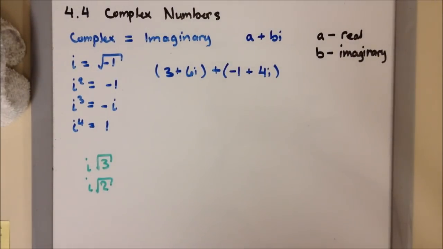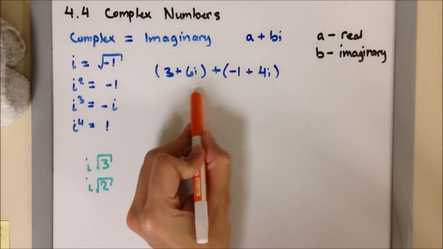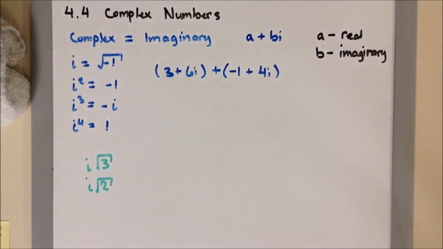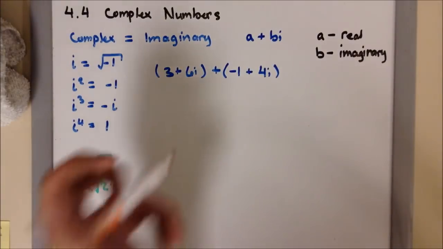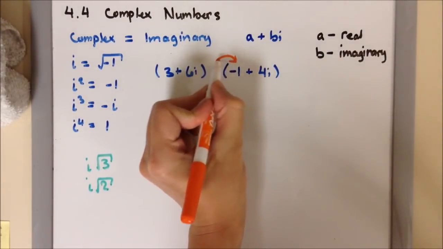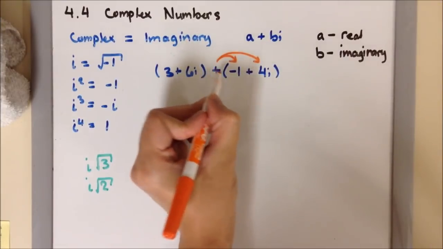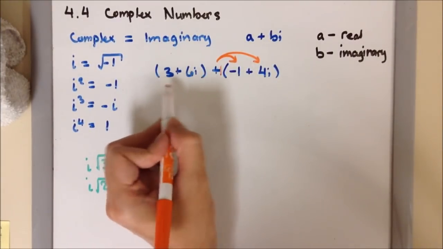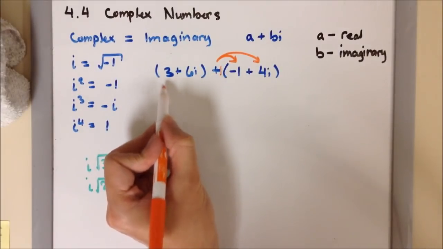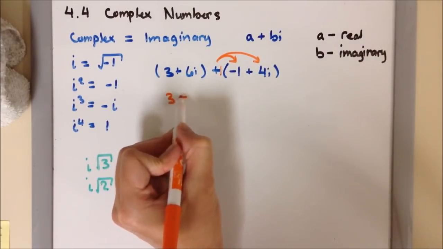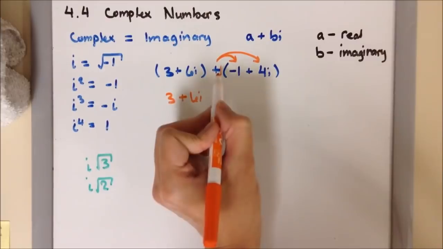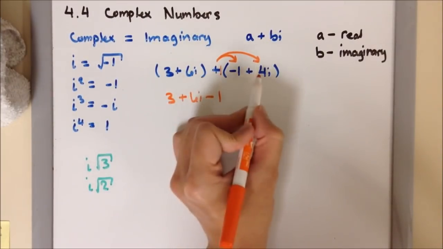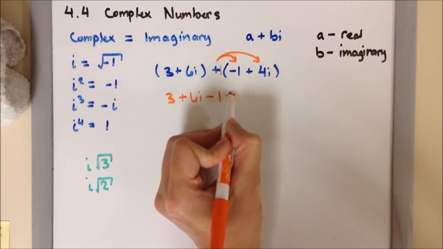So, starting with our first example, we have 3 plus 6i plus negative 1 plus 4i. So, when you're working with parentheses, I'm just going to distribute my positive 1 right here. So the first set of parentheses will stay the same, meaning I can drop it, so 3 plus 6i. Positive 1 times negative 1 will be negative 1. Positive 1 times positive 4i will be plus 4i.